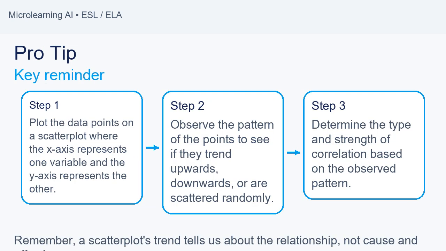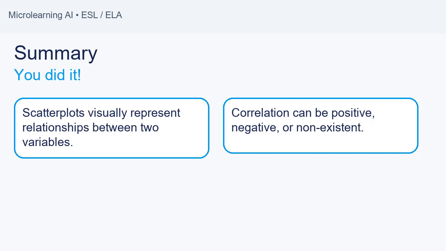Pro tip. Remember, a scatterplot's trend tells us about the relationship, not cause and effect. Summary. Scatterplots visually represent relationships between two variables. Correlation can be positive, negative, or non-existent.